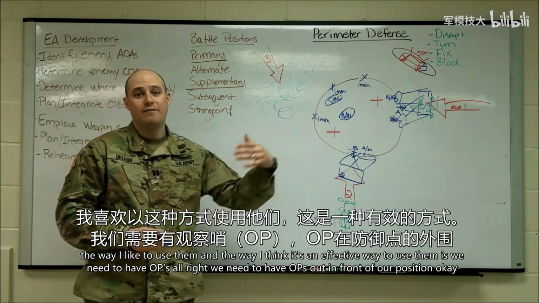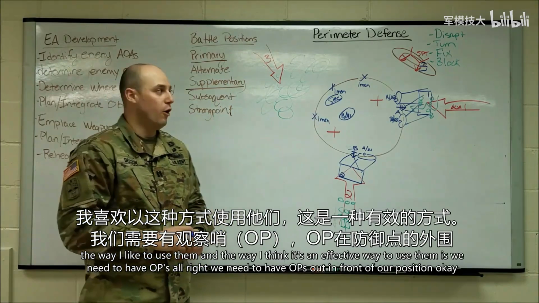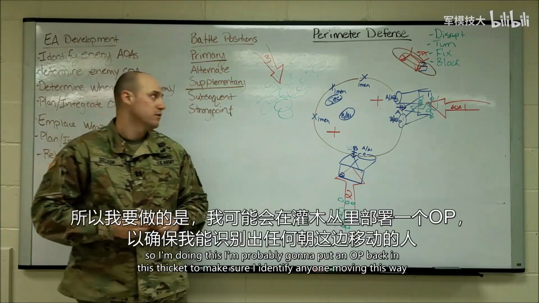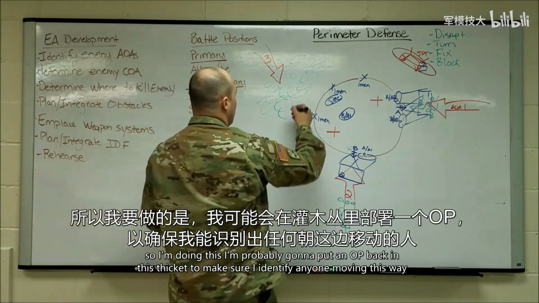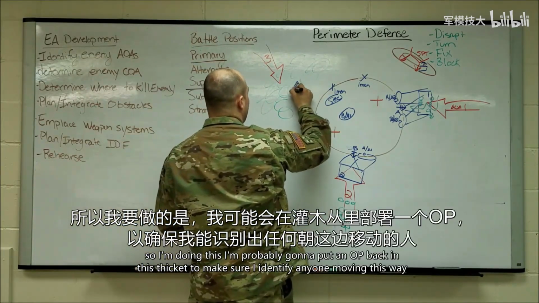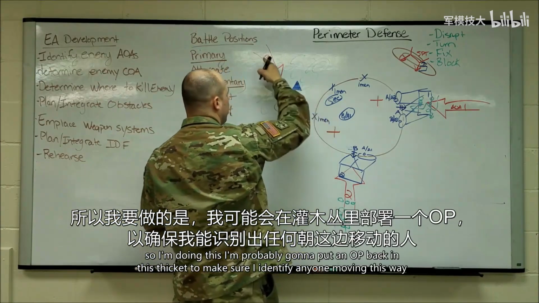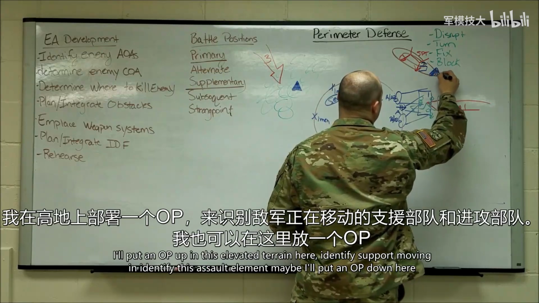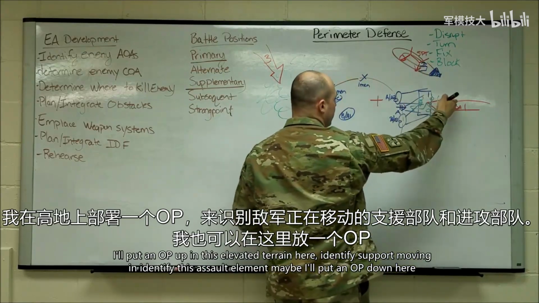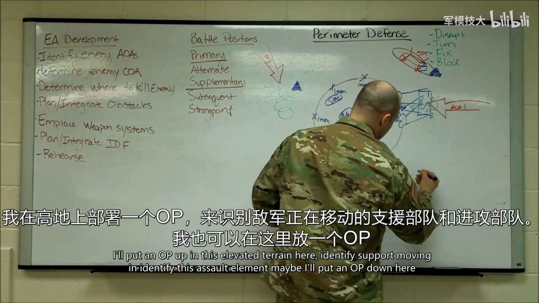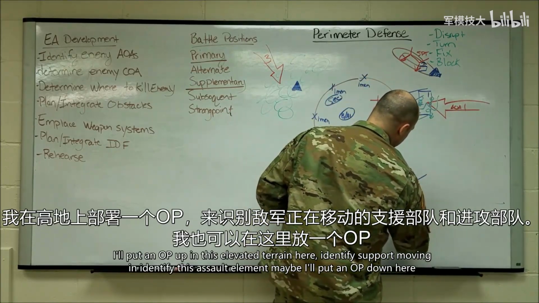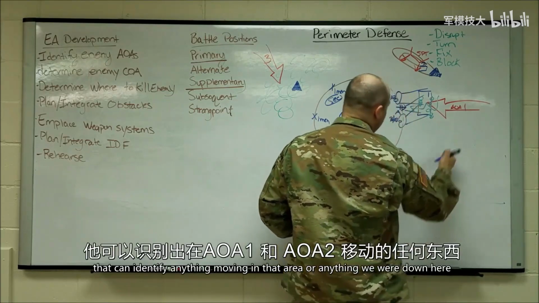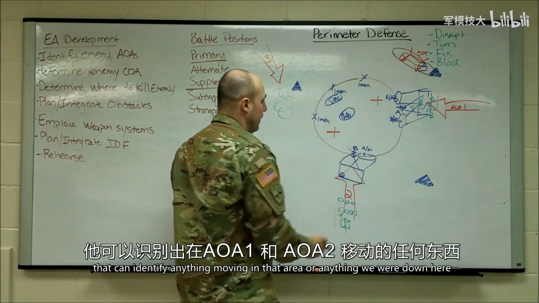The way I like to use them, and the way I think is an effective way to use them, is we need to have OPs, all right? We need to have OPs out in front of our position, okay? So if I'm doing this, I'm probably going to put an OP back in this thicket to make sure I identify anyone moving this way. I'll put an OP up in this elevated terrain here, identify support moving in, identify this assault element maybe, and I'll put an OP down here. That can identify anything moving in that area or anything moving down here.